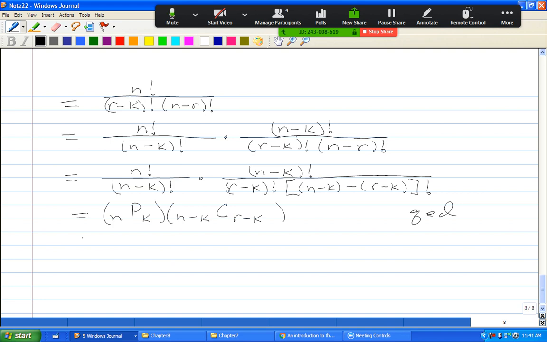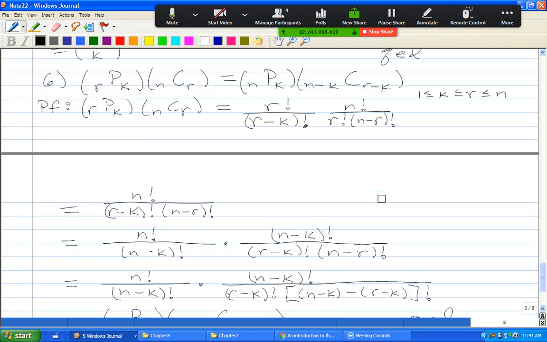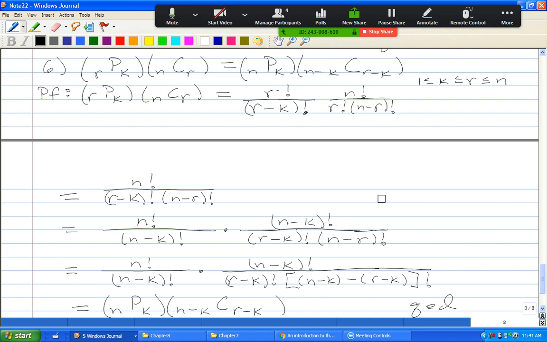Note the following: N minus K minus R minus K is equal to N minus K minus R plus K, which is N minus R. So that's how I went from here to here with that little note. So that tells you how to multiply a permutation and a combination.